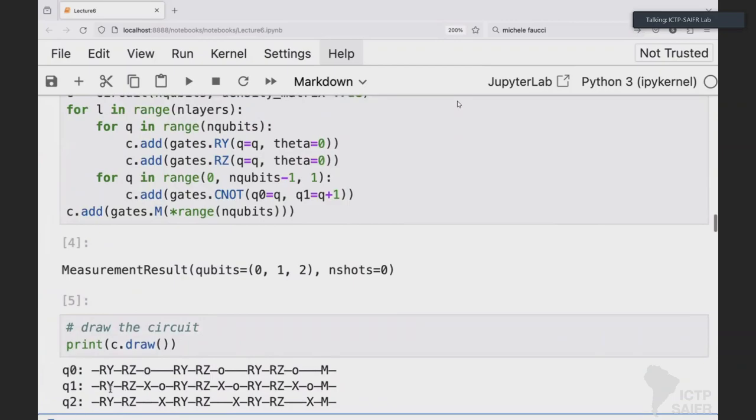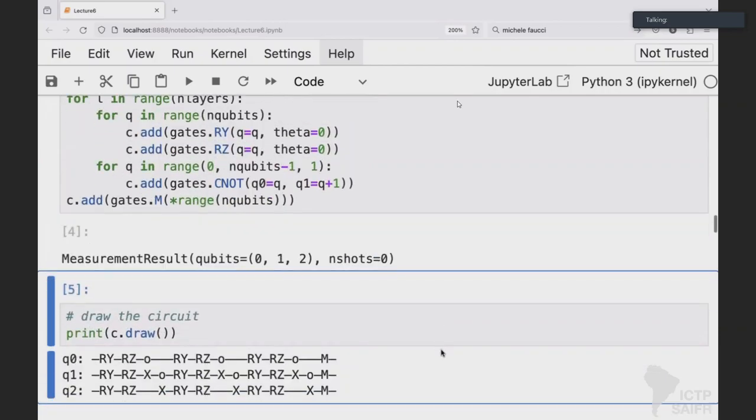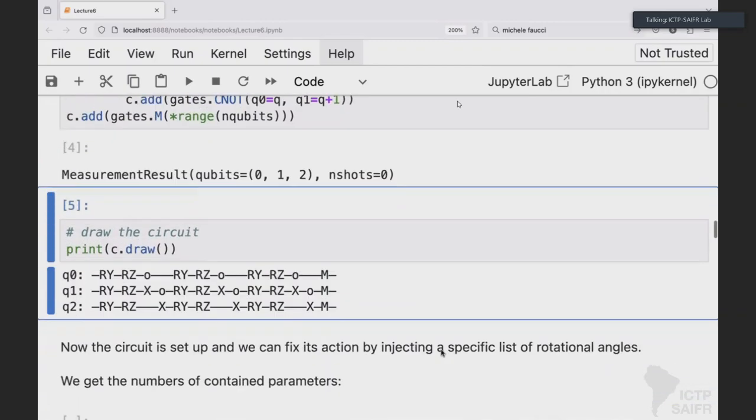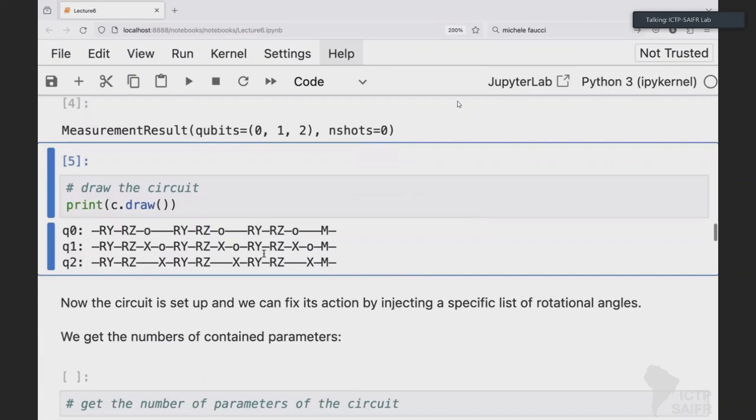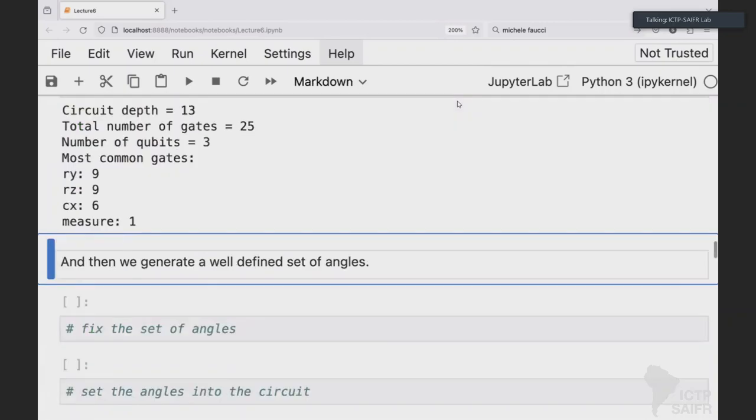As expected, we have three qubits. Each qubit has RYs and RZs, and then rotations over Y, rotations over Z, and then a CNOT that interconnects the pair of qubits. And this is repeated three times because we have three layers. So one layer will be identified by the first block until reaching the next rotation over Y. Great. Okay, so this is now our circuit. We can print, for example, the summary also here to check out how many gates are there.